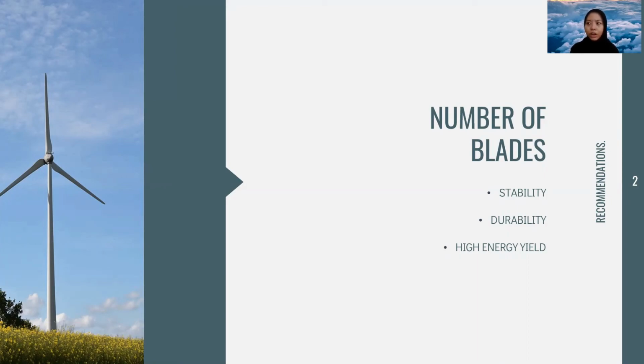A number greater than 3 blades would create greater wind resistance, so it will slow down the generation of the electricity. Thus, it becomes a less efficient tool, and it also costs more to produce more blades. So that is why 3 blades are the ideal compromise between high energy yield and durability of the turbine itself.